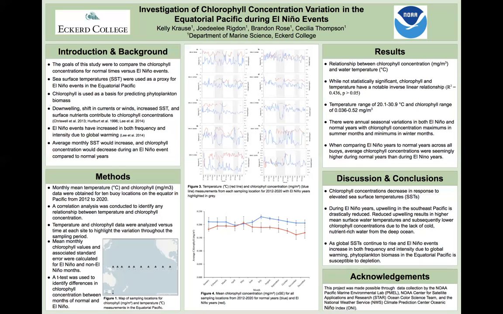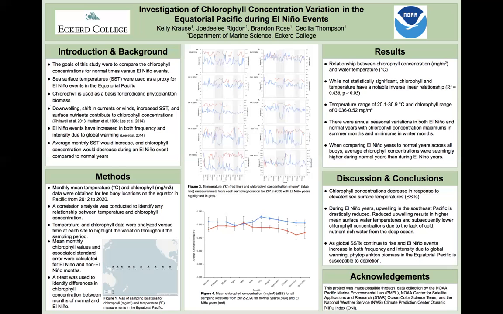per meter cubed. We found that there were annual seasonal variations in both El Nino and normal years, with chlorophyll concentration maximums in summer months and minimums in winter months, which we can see here in figure 3 on the left. And then finally, when comparing El Nino years to normal years across all buoys, the average chlorophyll concentrations were seemingly higher during the normal years than El Nino years, which we can see highlighted in figure 4 on the left.